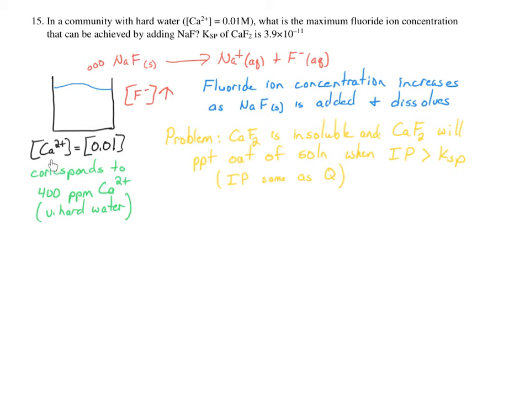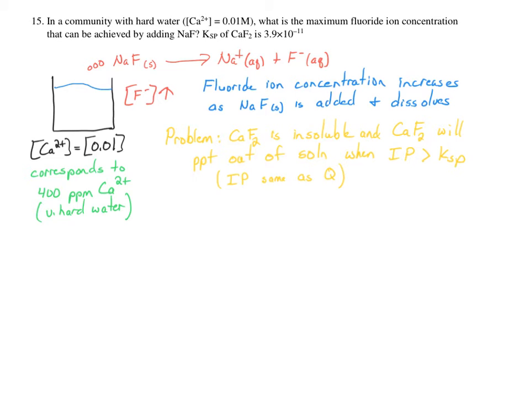So because we have calcium fluoride in solution, if we add too much fluoride ion, we're going to begin to precipitate out calcium fluoride. To get the fluoride ion into solution, we're going to add sodium fluoride. It's soluble, so this is going to dissolve. Every mole of sodium fluoride that dissolves will dissociate into 1 mole of sodium ions and 1 mole of fluoride ions. As we add sodium fluoride, the fluoride ion concentration increases, but we quickly reach a point where calcium fluoride will precipitate. We want to avoid that.